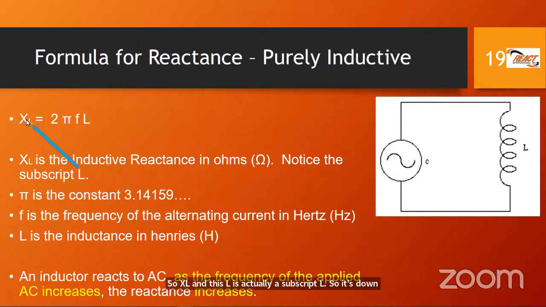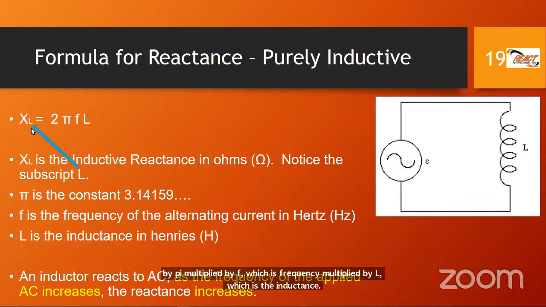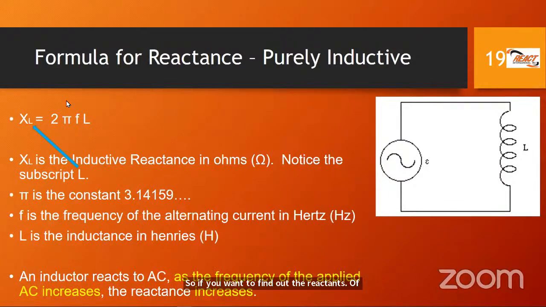So XL, X subscript L, reactance, is equal to 2 multiplied by pi multiplied by F, which is frequency, multiplied by L, which is the inductance. So if you want to find out the reactance of the circuit, you have to use this formula. Now we are only going to use this formula to show that when you increase frequency, reactance also increases. That's all we are showing. That's why we're using this formula here.